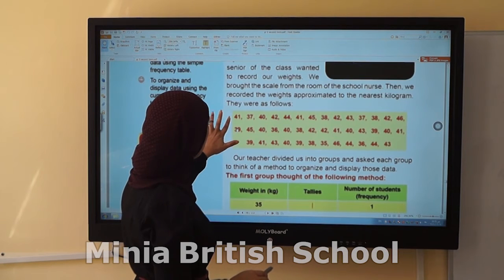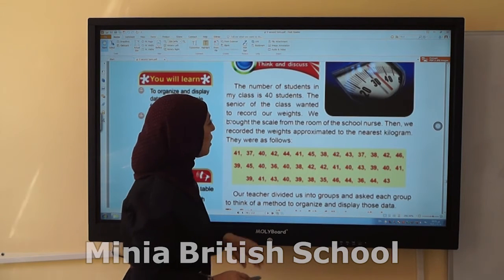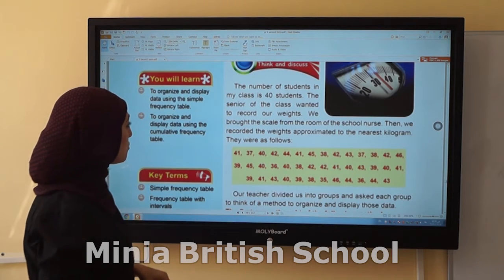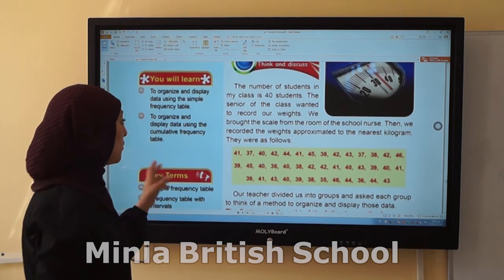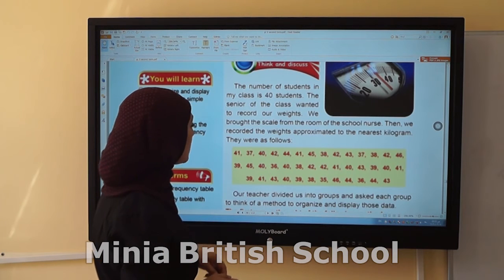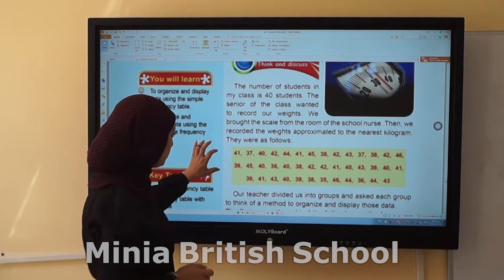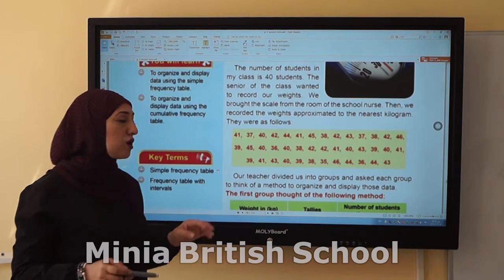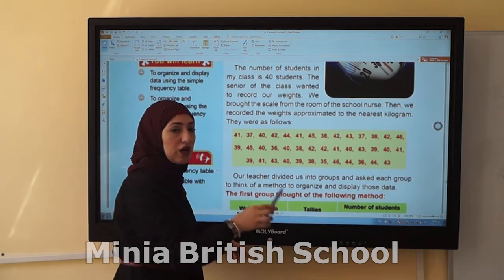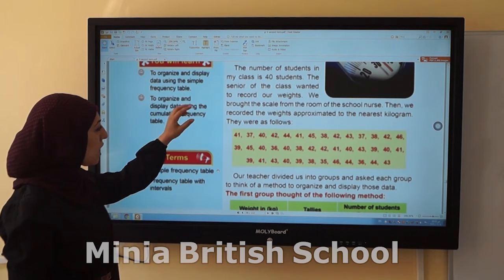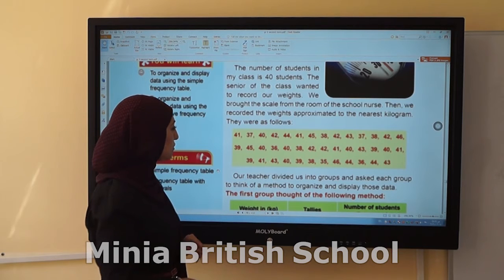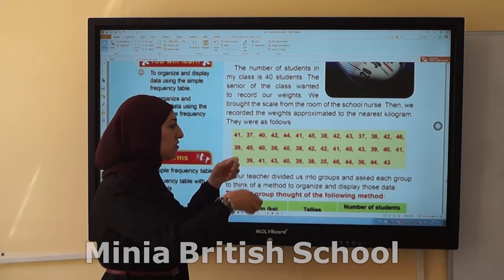By this way. Here, the number of students in my class is 40 students, okay? The senior of the class wanted to record our weights. We brought the scale from the room of the school nurse, then we recorded the weights approximated to the nearest kilogram. So, each one from the 40 students, so if you count these numbers, you will find them 40. The first student, for example, is 41 kilograms. The second, 37, and so on.